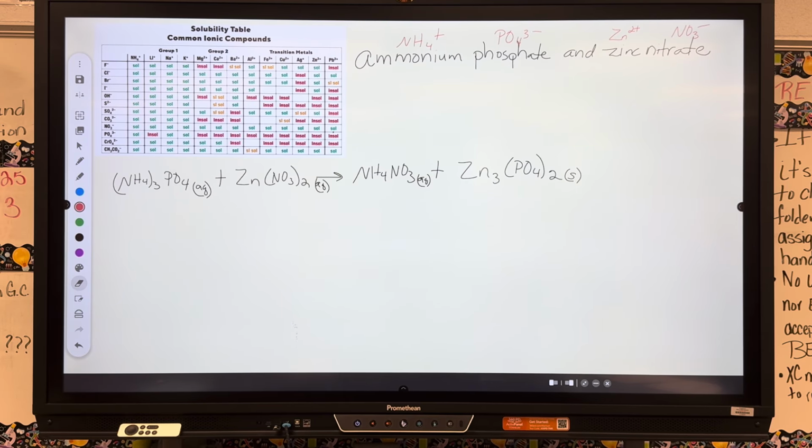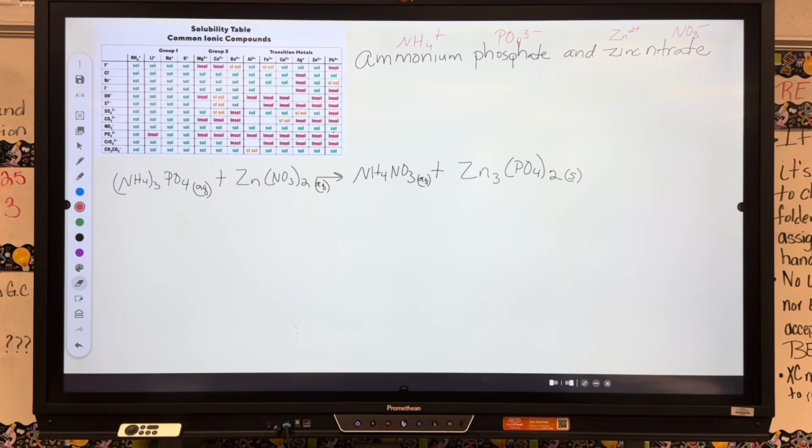Now, when you look at that, you can predict that this is a double displacement reaction, because you have two different compounds that are reacting with each other, and those two different compounds resulted in two new compounds being created.